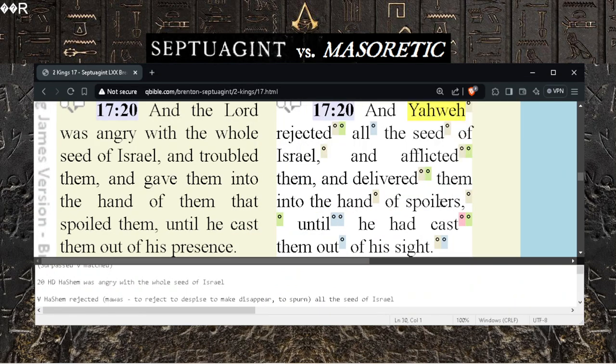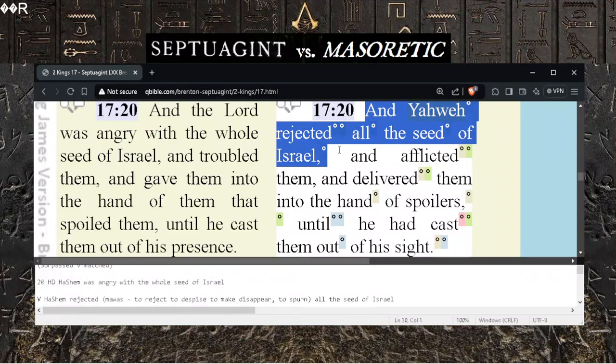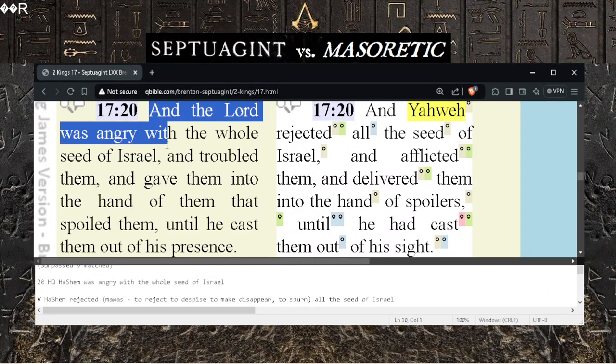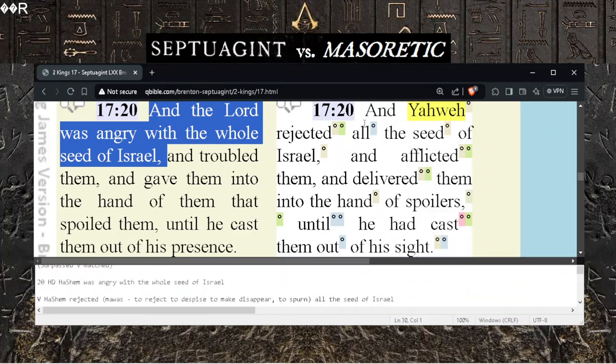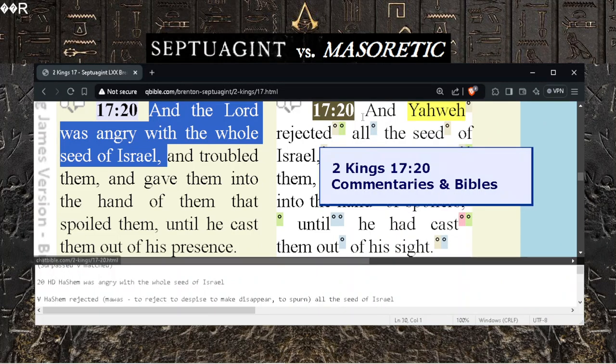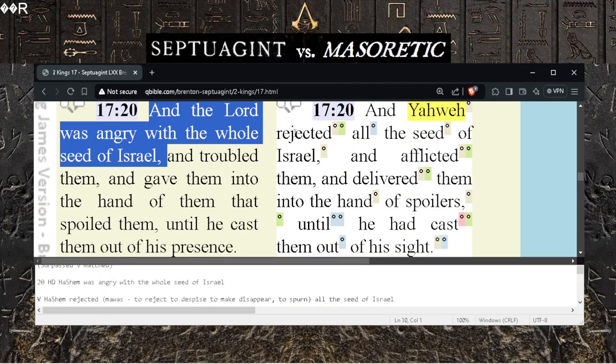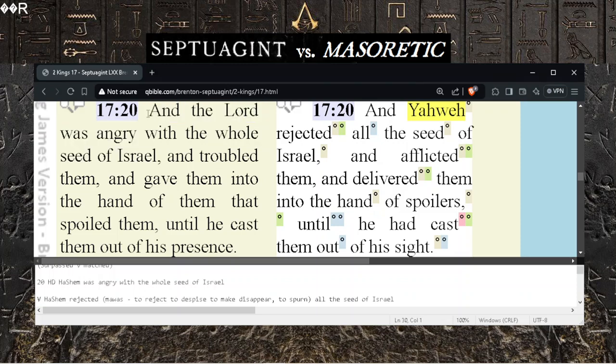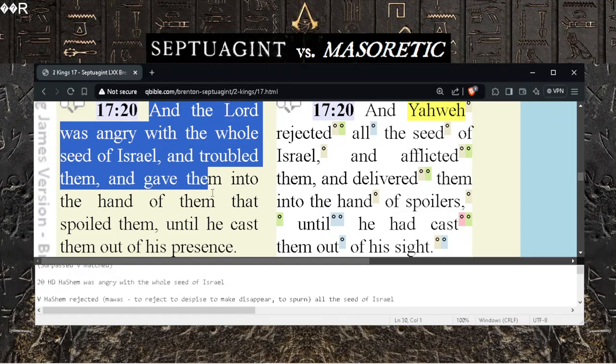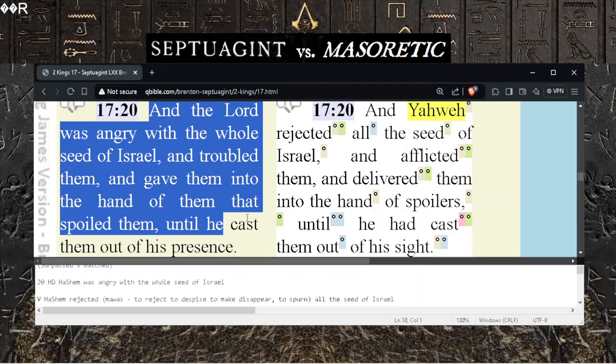We have a big difference, a huge difference, in fact, in verse 20. And I even titled a video after this. And it reads as following: And Hashem rejected all the seed of Israel. Right there in the Masoretic. The Septuagint, what does it say? And Hashem was angry with the whole seed of Israel. So one is saying Hashem rejected them. Not saying he never did, temporarily or for a time, but that's not what the text says. He was angry with them, and this is what he did as a result.